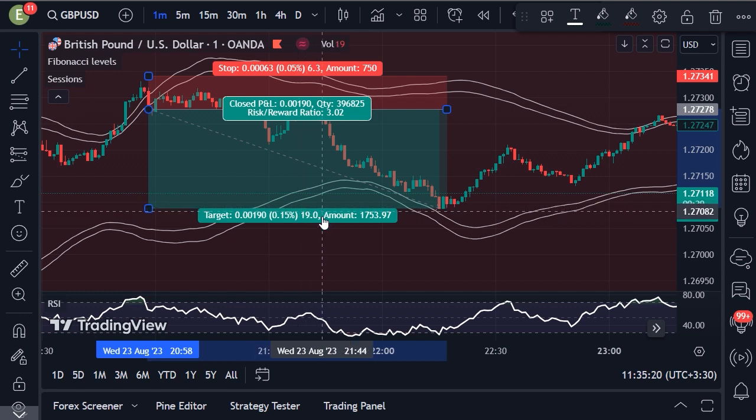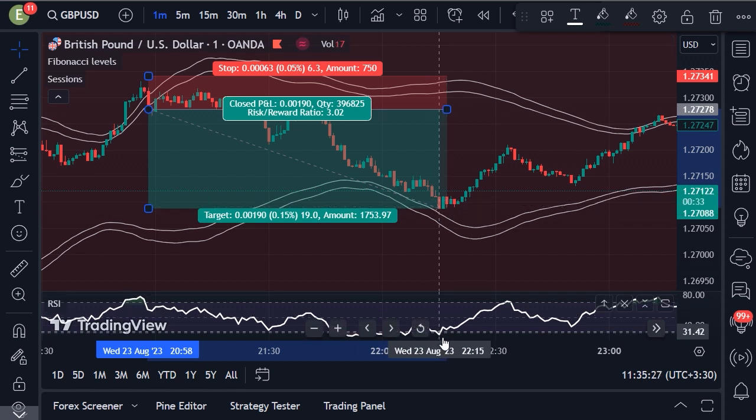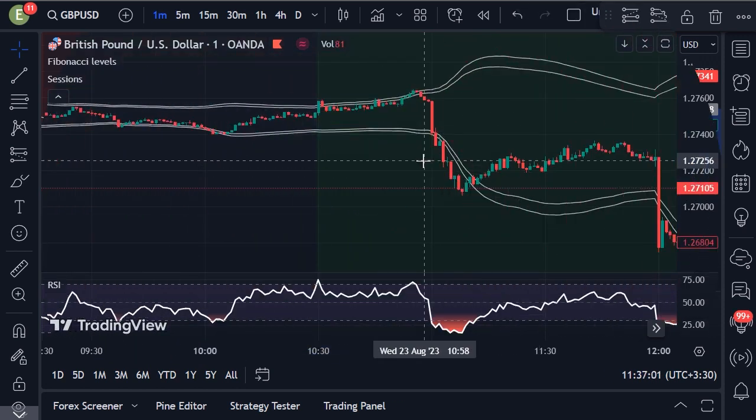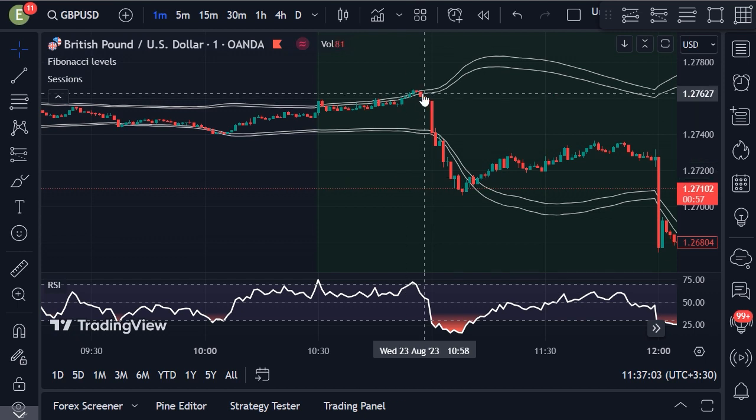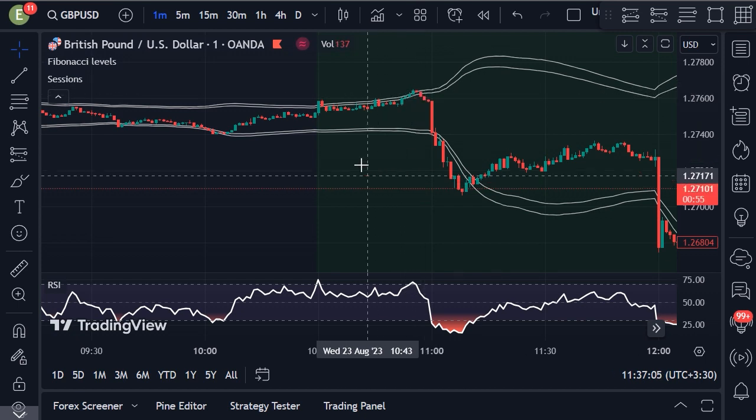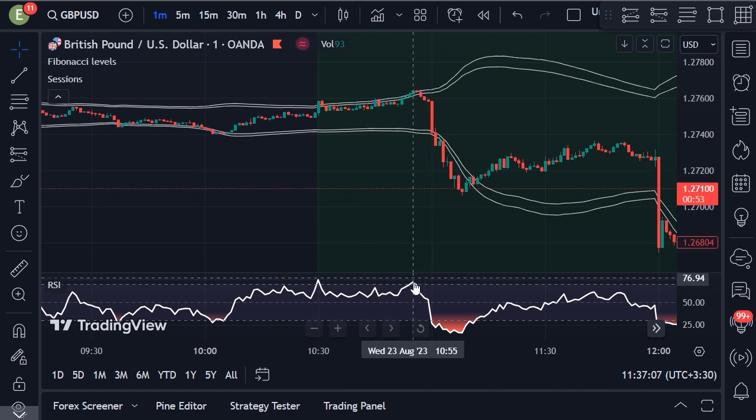Here, we set the take profit based on the price hitting the Fibonacci levels and RSI being in the overbought zone. Let's take a look at a few more examples of entry points using this strategy.